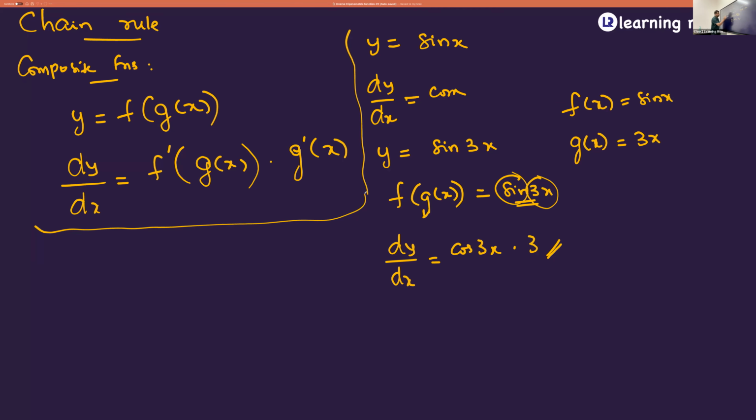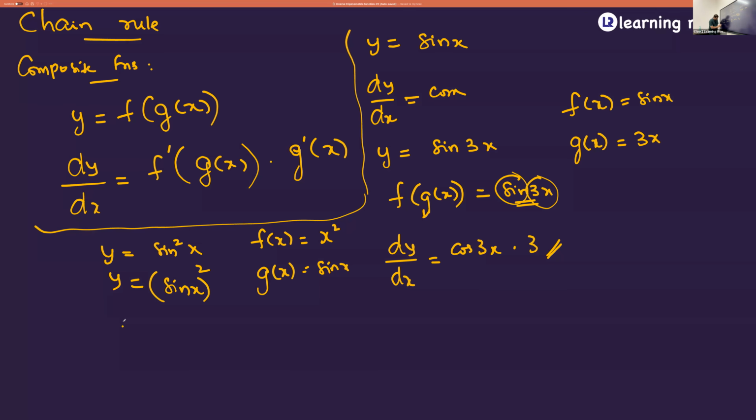Similarly, I have y is equal to sin square x. So what combination is this? What is f of x? F of x is x square. G of x is sin x. Am I right? Only then will I be able to square this. So sin square x is nothing but sin x the whole square. You can look at it like this. So what is dy by dx?